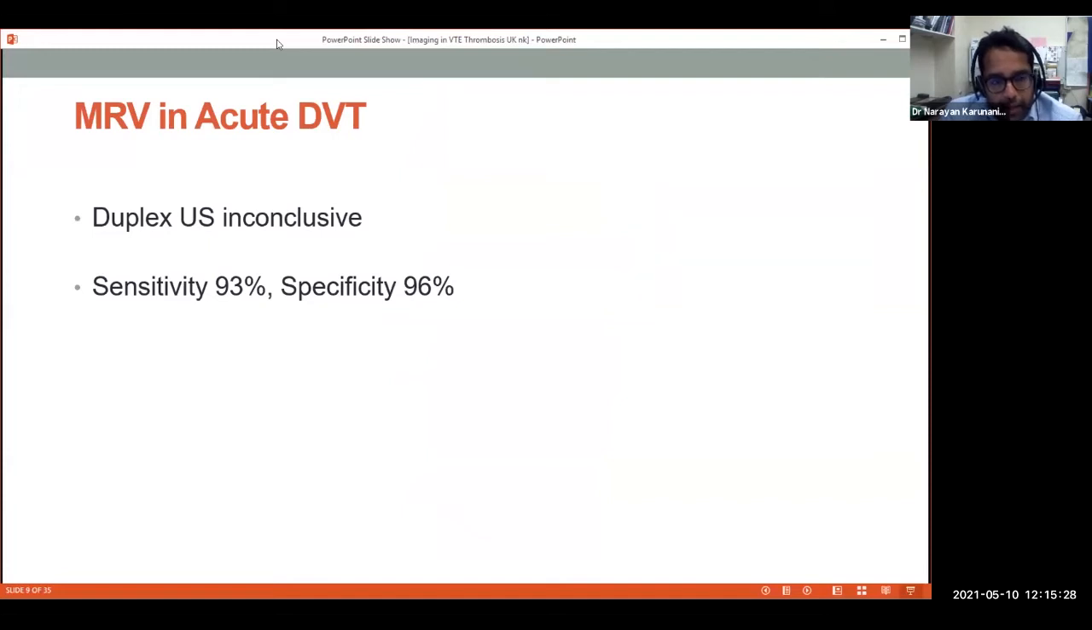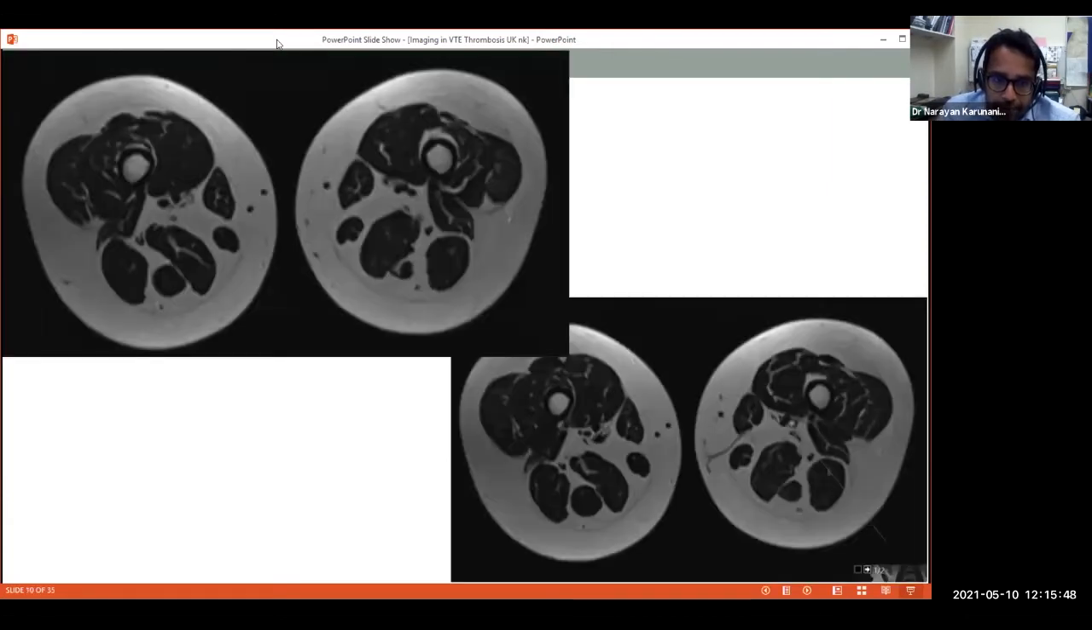So where MR venography comes into acute deep vein thrombosis is when the duplex ultrasound proves to be inconclusive, and various studies, especially with the newer sophisticated MR venogram protocols, indicate a very high sensitivity and specificity for diagnosis of deep vein thrombosis. And this is a typical example from our practice from only a few weeks ago. This is a young patient of 13 or 14 who had debilitating left leg pain.